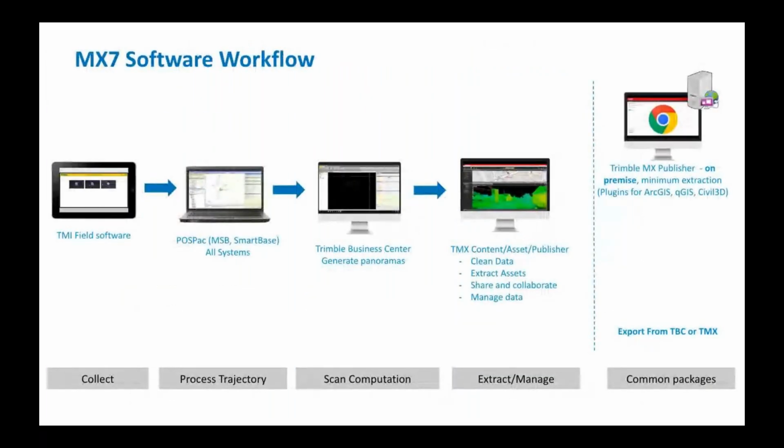So to get into the software workflow again, just very, very briefly, like I said, all systems start off with TMI. You then will process your raw trajectory in POSPAC, and then kick that into Trimble Business Center for the MX7 to generate those panoramic images. Now after that, this slide shows TMX, and there's multiple packages within that: Asset Modeler, Publisher, Content Manager, etc. Those are all really orbit-based products, kind of brought into the Trimble world, Trimble ecosystem.